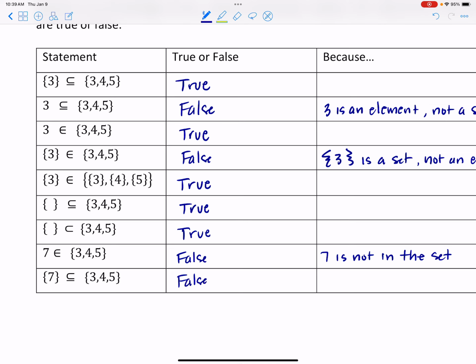Again, 7 is not... oops, went too far. Okay, here we go. I cannot with these braces. The set 7 is not a subset. I'm really falling apart in this last example.